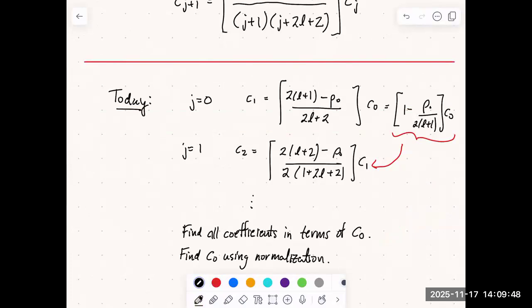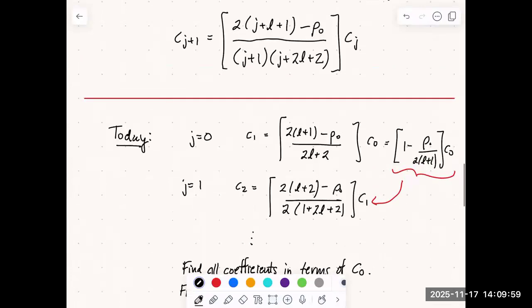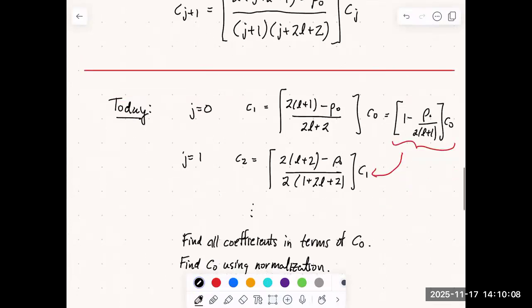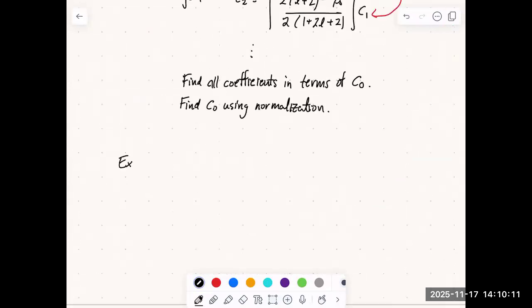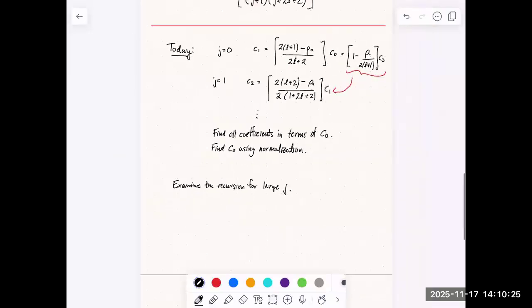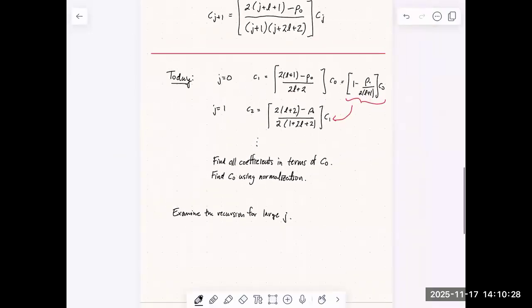Okay. So what I want to do is see how we are going to get this energy quantized. And the approach is going to be to take this recursion relation and look at what happens if we take this J to be a very large number. So let's examine the recursion for large J.